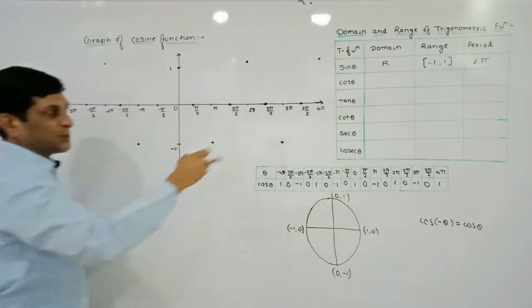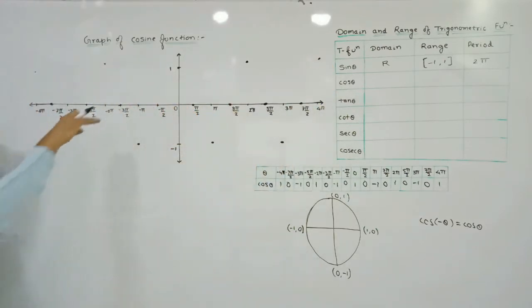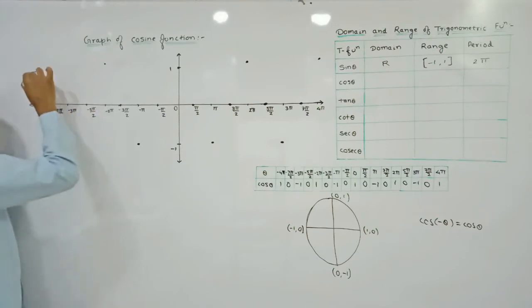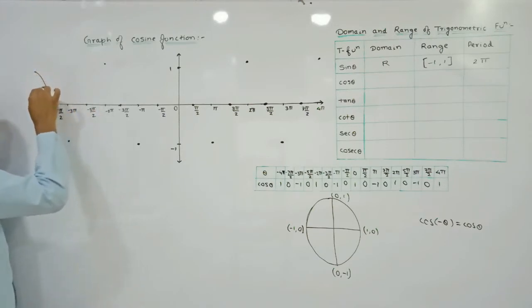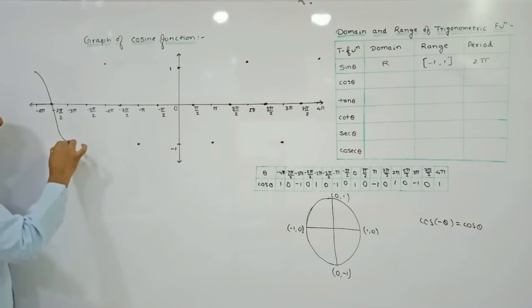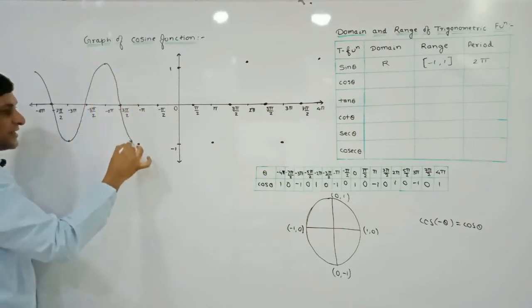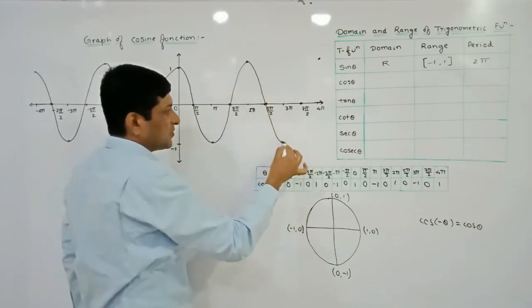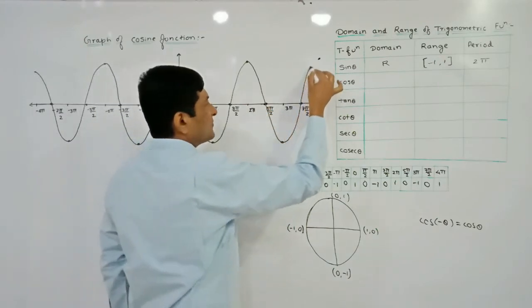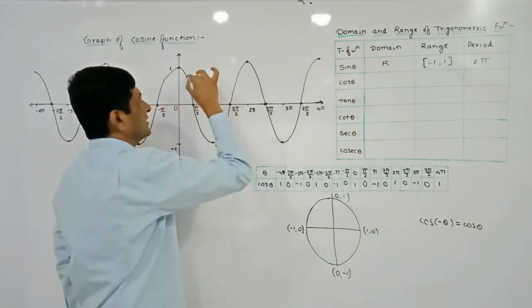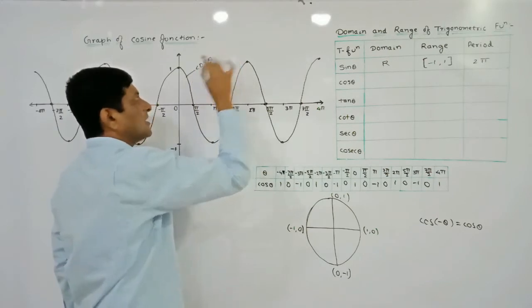So once the positions of all these points for these values of theta are known to us, we draw a graph joining these points. In this way we have got the graph of the cosine function. So this is the graph of cos theta.